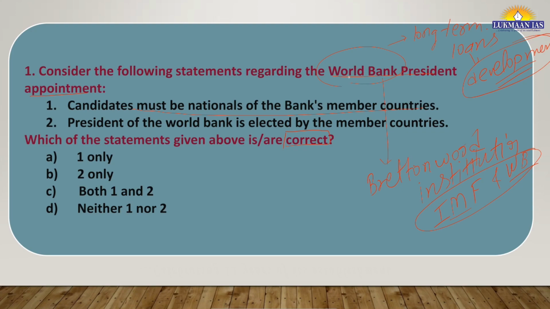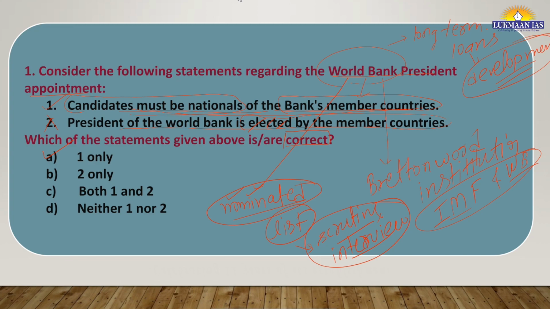Look at the first statement: candidate must be nationals of bank's member countries. So yes, you should know that the president of World Bank is nominated by the members, and that nominated list goes through rigorous scrutiny, and thereafter there is an interview also by the directors of World Bank, and after that the person is chosen. So it's not elected, rather nominated, remember this, and then appointed. So yes, this is an important criterion. The candidate must be nationals of bank's member countries. World Bank के जो member countries है उन्हीं से होता है. Second, president of World Bank is elected by the member countries. ये elected नहीं है, nominated है. Second statement is incorrect. What should be the answer here? One only, right?